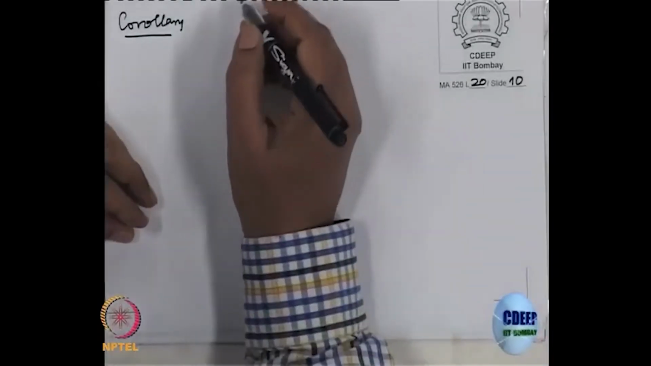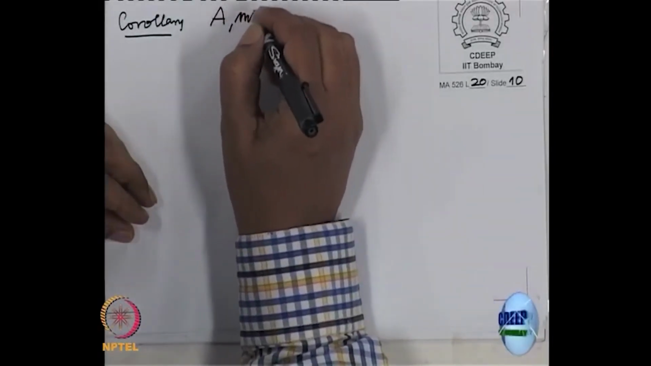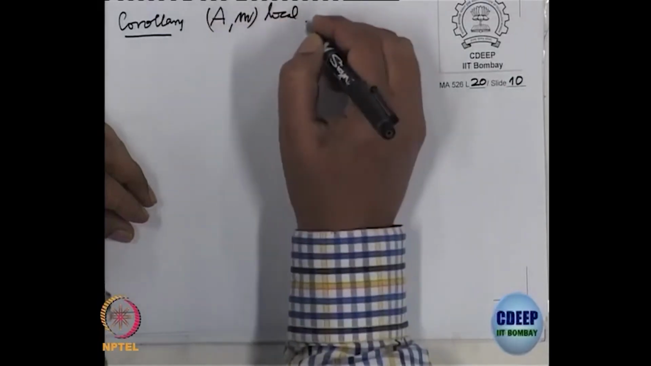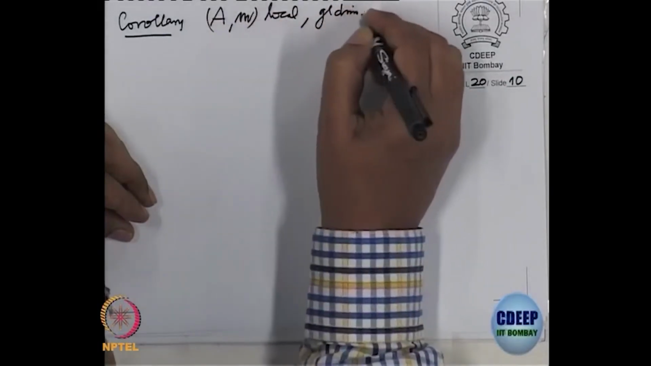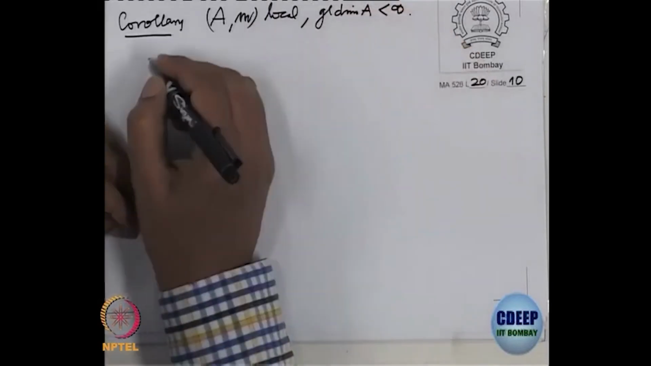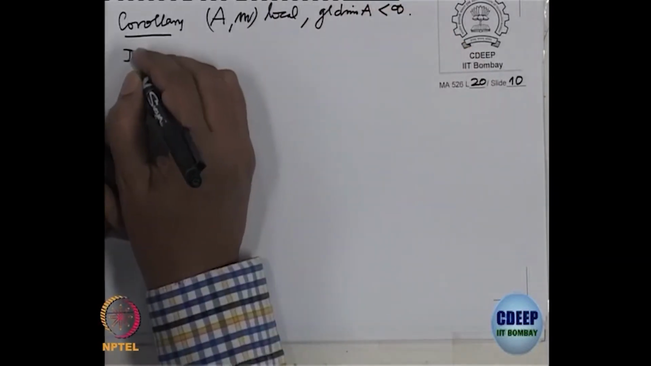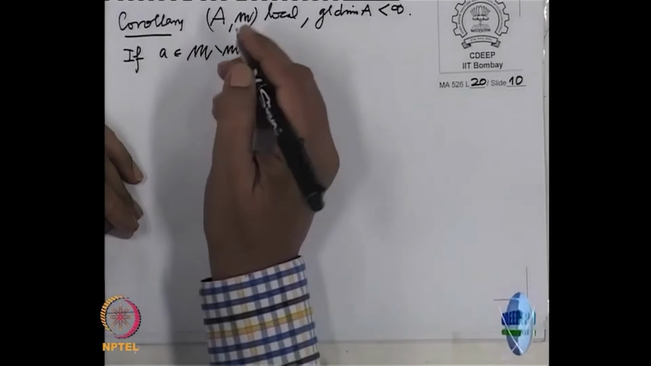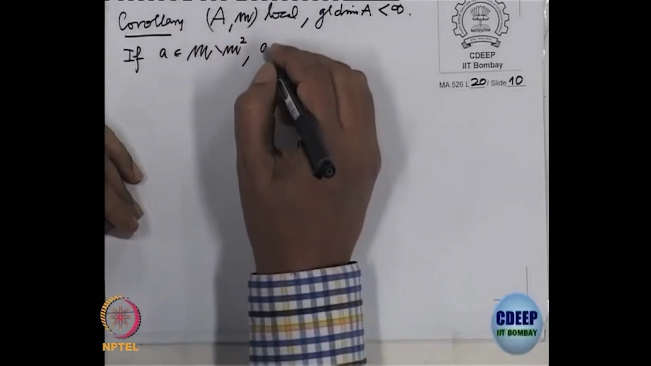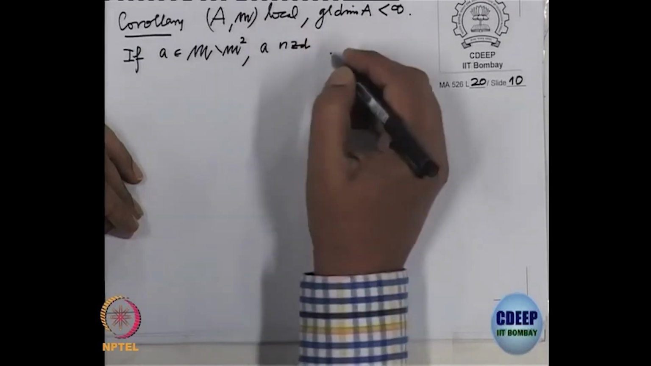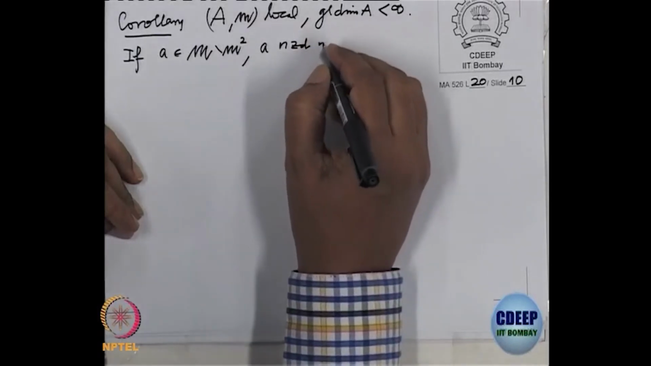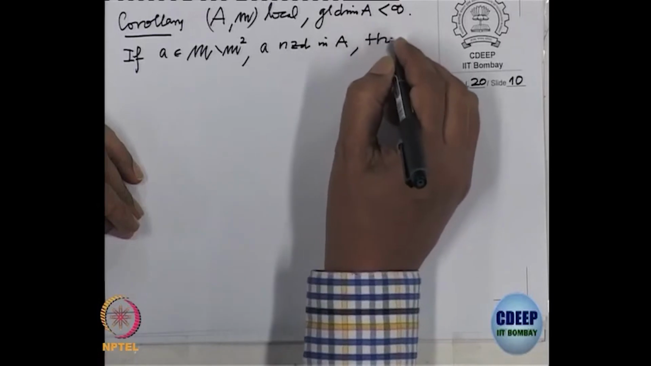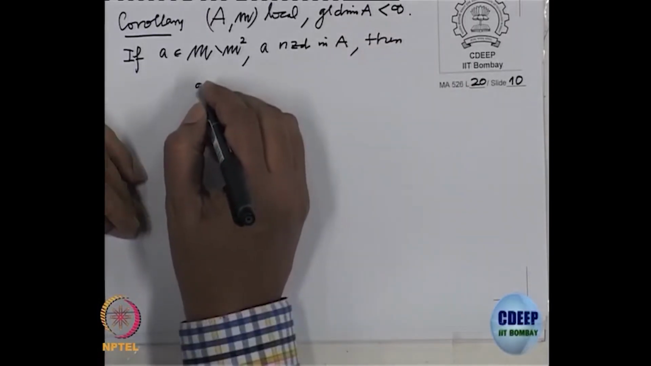So, now we still have a couple of minutes, let us write one corollary. The corollary is again: A is Noetherian local and assume that the global dimension is finite, and let us take a, an element in M minus M square, and I should also assume that a is a non-zero divisor in A. Then the global dimension of A modulo a is also finite.